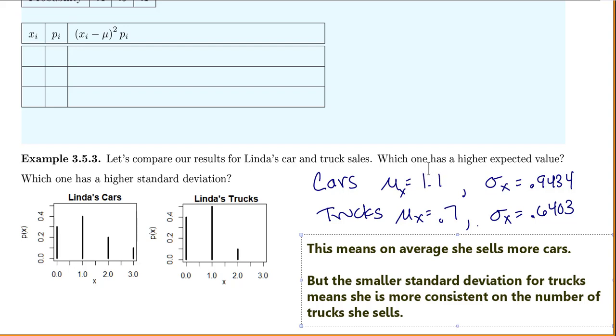So if we were to compare the averages again and think about what this means, my mean for cars is 1.1 and for trucks, my mean is 0.7. So on average, she'll sell more cars. But what do the standard deviations tell us? The standard deviation is higher for cars and lower for trucks. So lower standard deviation means you're more consistent or there's less variability. So this means she might sell more cars on average, but there's less variability in the number of trucks, or she could do a better job of predicting the number of trucks she'll sell for the week because it doesn't change as much from week to week. There's less variability, it changes less from week to week.